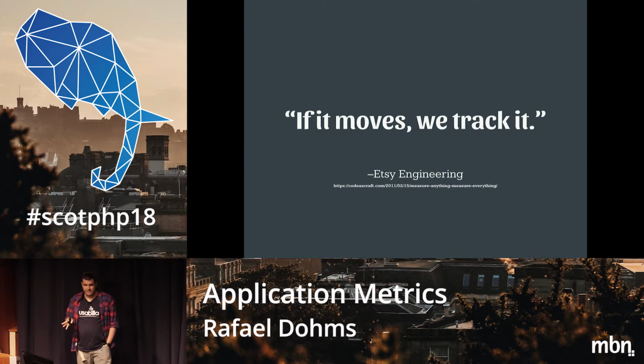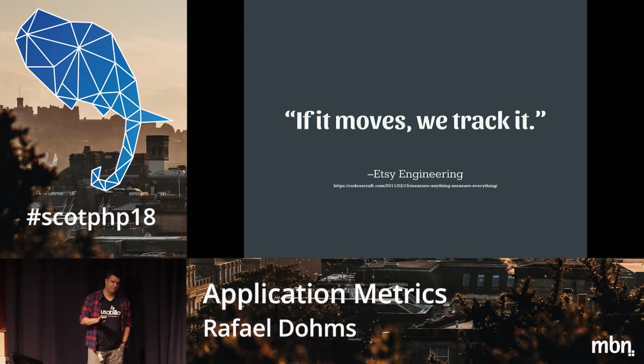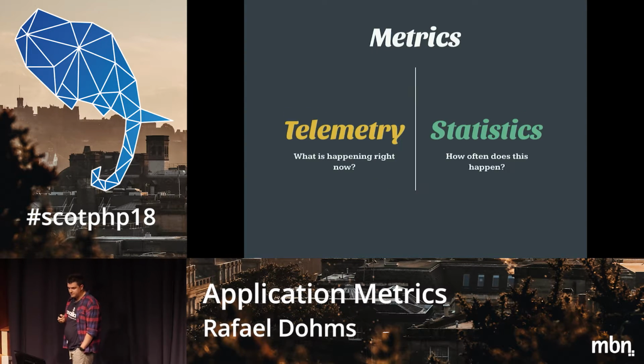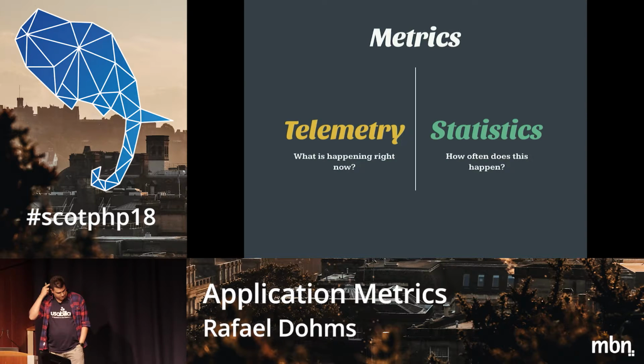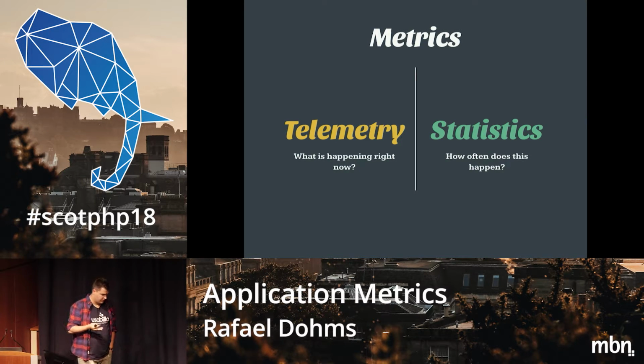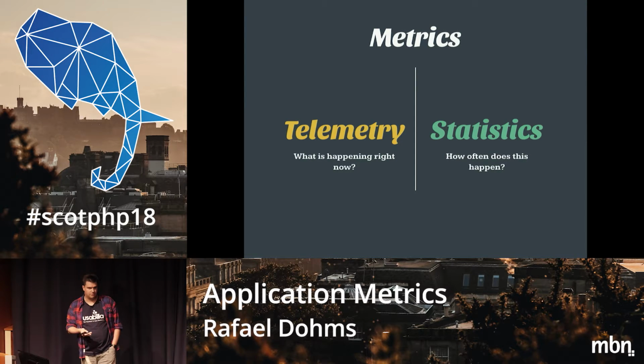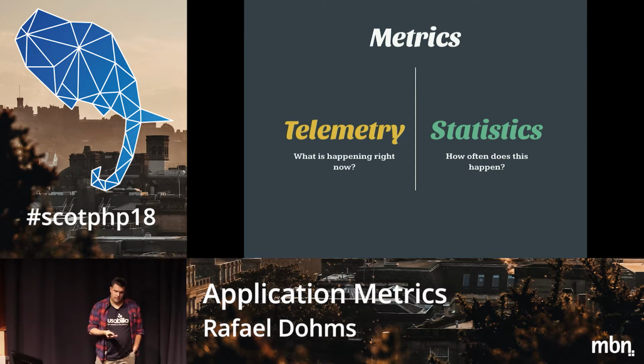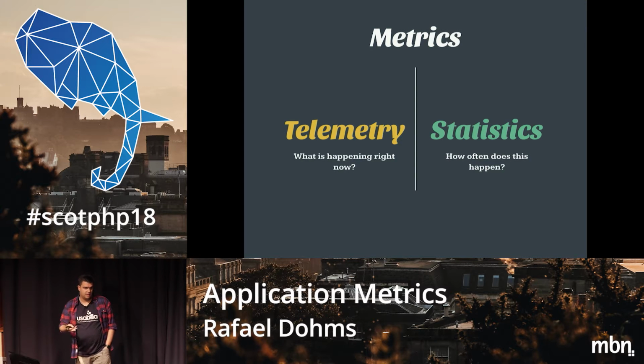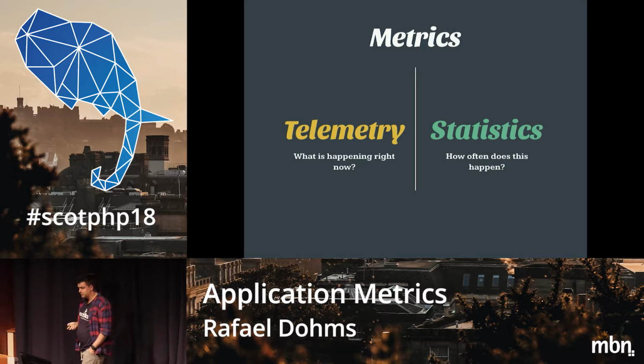Now think about how big Etsy is. Think about how many things are moving in there. That's a lot of stuff. So okay, let's use that as a parameter, and let's start. Metrics actually fall into two categories. We've got telemetry, things that tell you about your business right now. And we've got statistics, things that tell you about patterns that you've seen over time in your application.